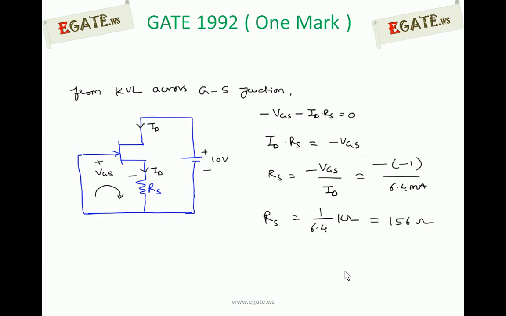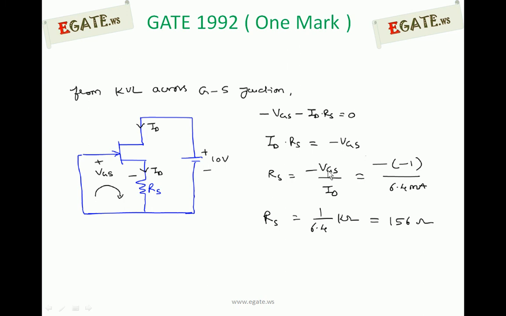Now apply KVL across the gate source junction. This is the diagram with the gate source junction. This is gate and this is source. The voltage across this is VGS, with plus and minus. And the same current which is flowing through the drain is also flowing through the source. That is 6.4 milliamperes is also flowing through RS. Apply KVL across this loop: minus VGS minus ID into RS. So ID into RS is equal to minus VGS.